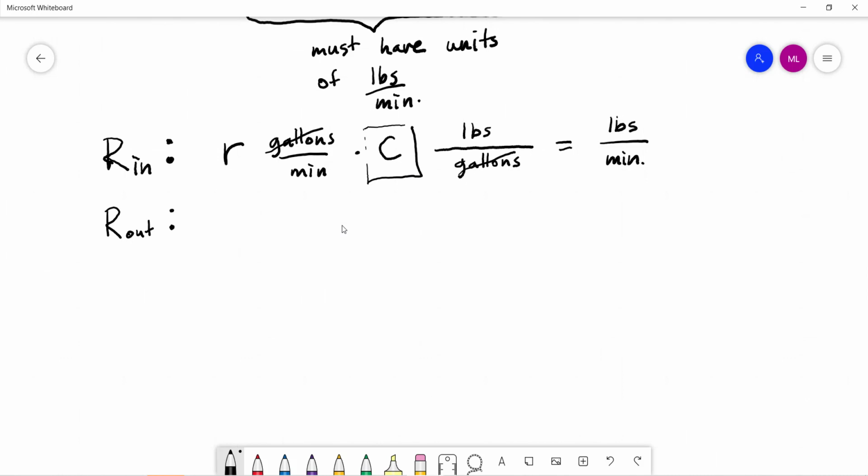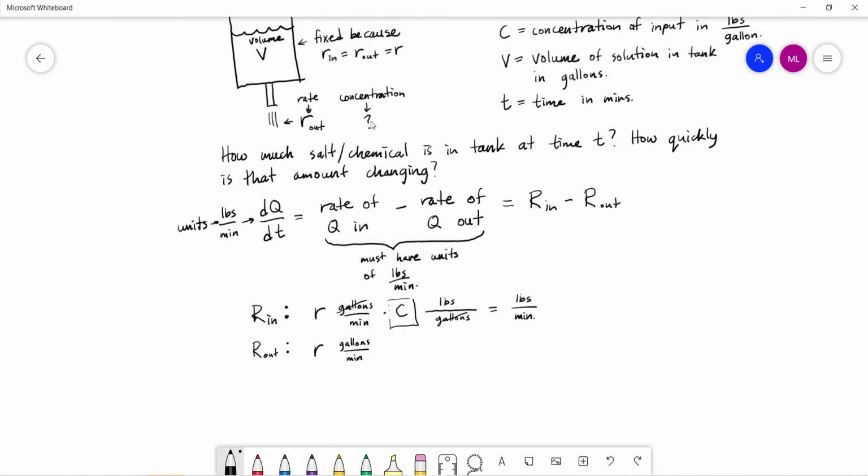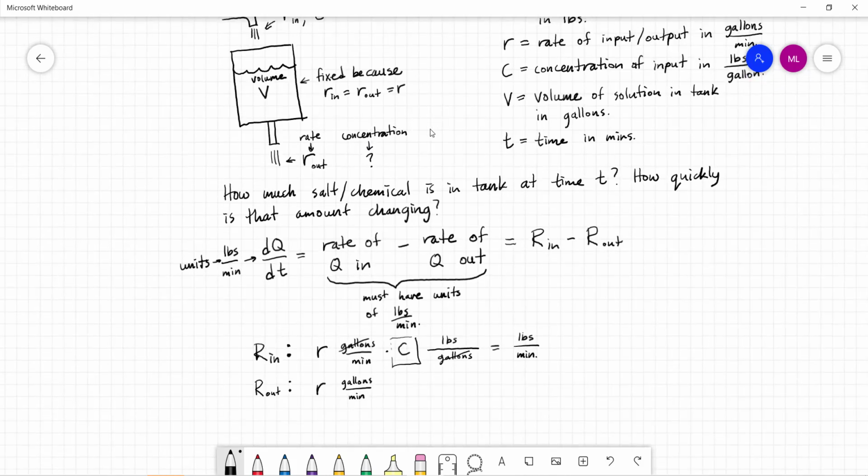So I want to make the same argument. I already know that it's flowing out at the same rate, right? The R out, lowercase r out, is the same as R. It's flowing out at R gallons per minute. I need some concentration here. Clearly, concentration was the appropriate thing that gave me the units I needed for everything to line up. But the problem is, if we come back to our picture, I don't know the concentration that's leaving.